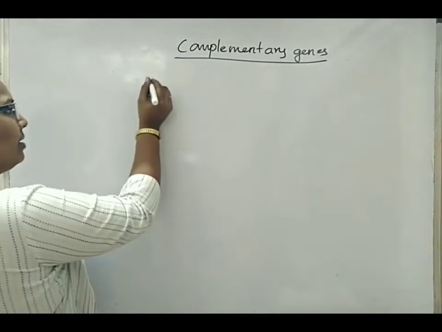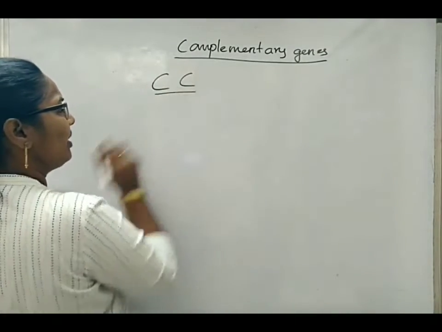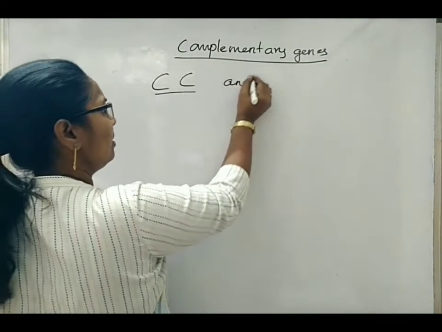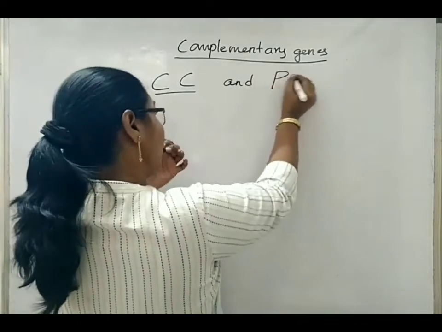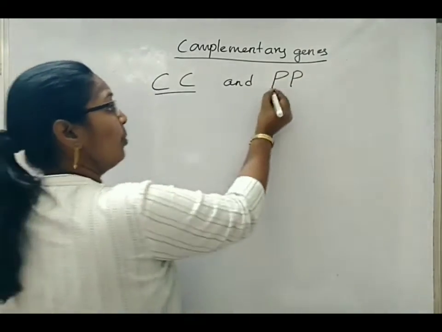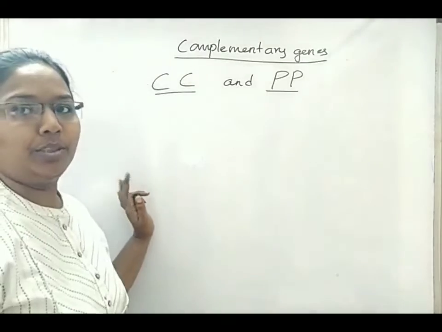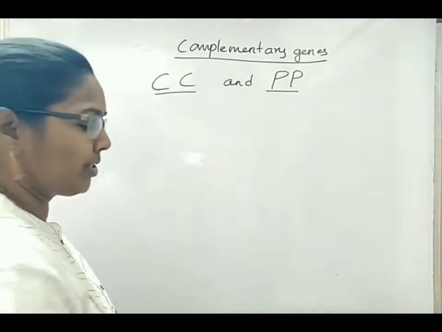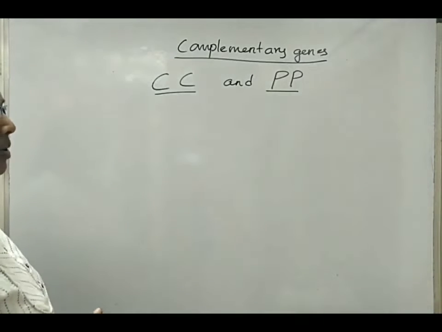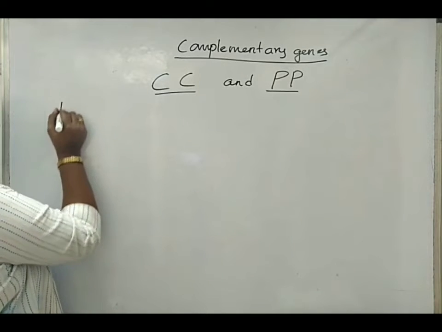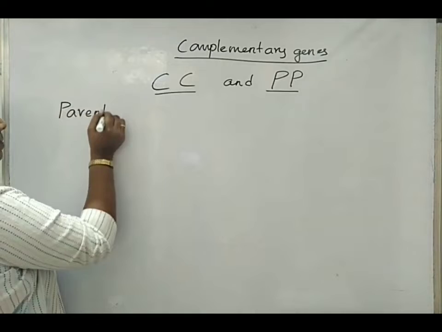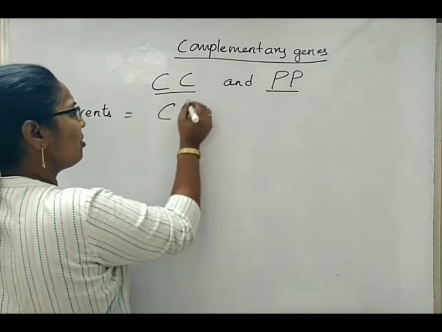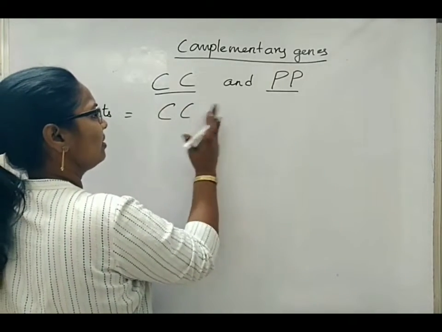Here, the gene that has an allele pair like this, and the gene that has an allele pair like this, both are functional in the presence of both. If any one gene is absent, then the other is not going to get expressed. This we will see in the form of a cross. So let's take pairings, that is, contrasting pairs of alleles.